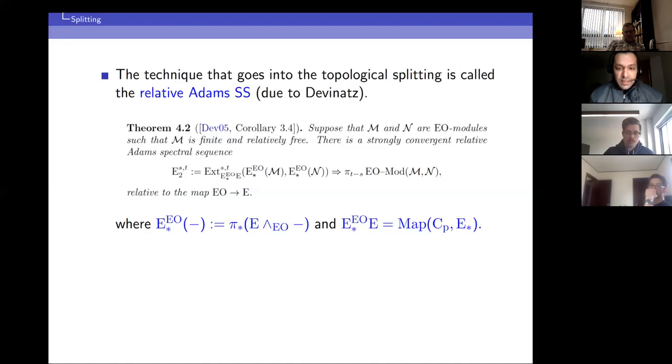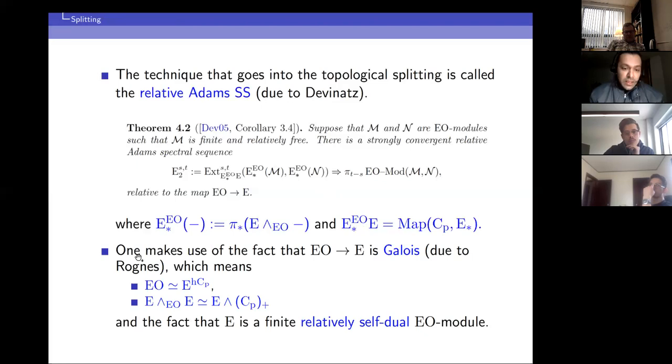And from our description, if you put M equal to E and N equal to CP infinity, you can realize all those maps because the Atiyah spectral sequence collapses. And the main thing that goes in there is the fact that the map from EO to E is actually Galois. This is a notion introduced by Rognes, and he also proved all of these things. What it means by Galois is that EO is actually the homotopy fixed points with respect to the cyclic group, and E smash over EO with E is actually the group, actually this group ring.